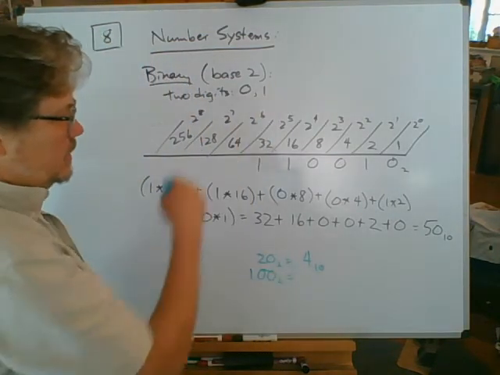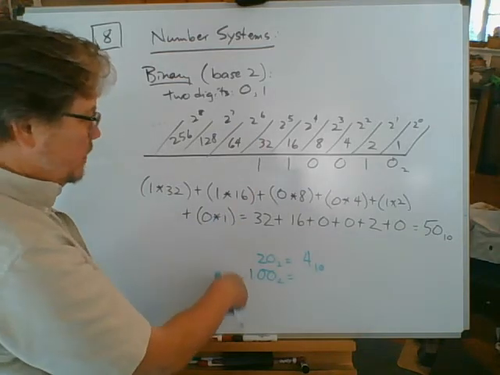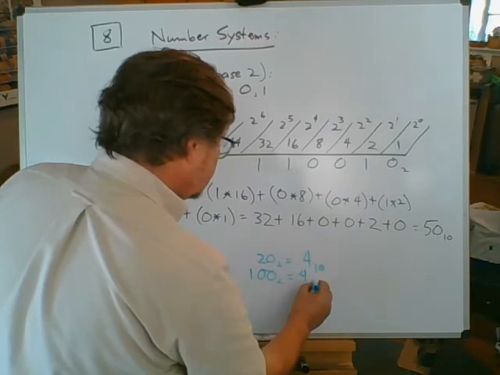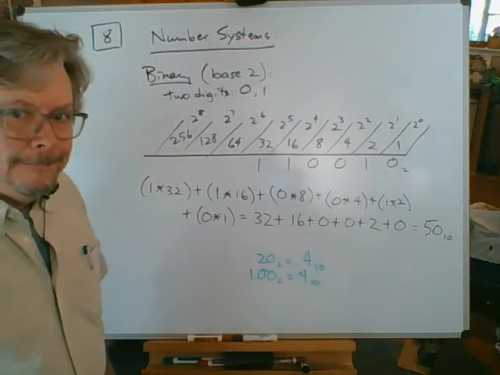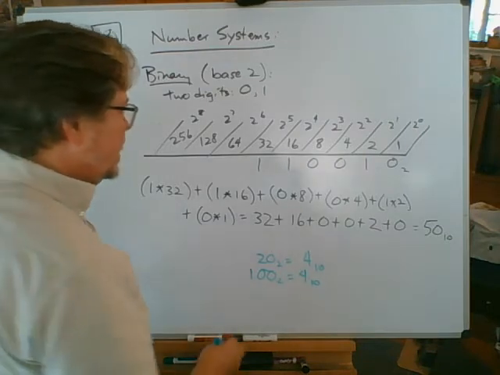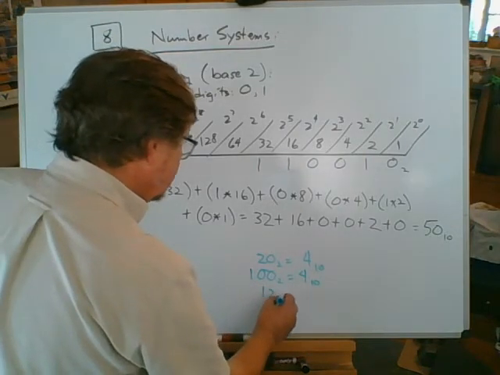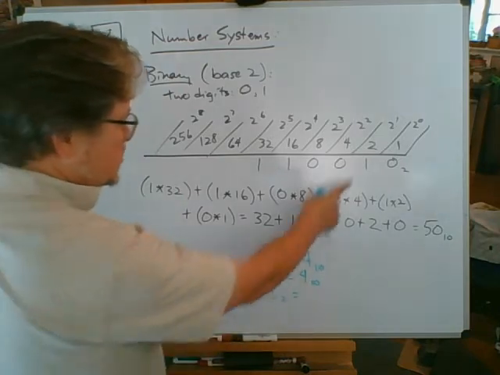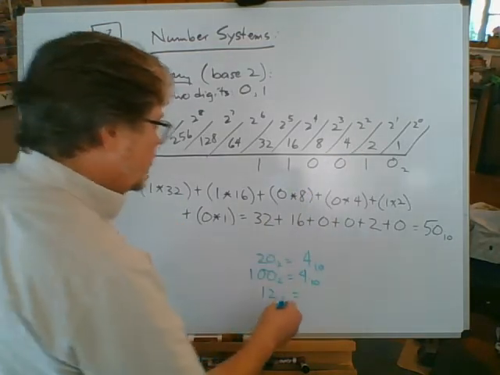Throw that on your handy-dandy place value chart, multiply, add it up, and you're going to get 1 times 4, 0 times everything else. That's 4 in base 10. Well, what about what looks like a 12 in base 2, since we're allowing digit 2 now? That's a 1 times 2 plus a 2 times 1. Whoops.